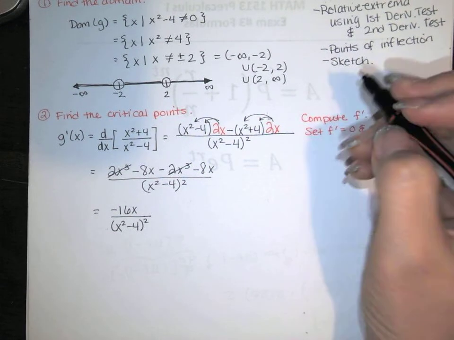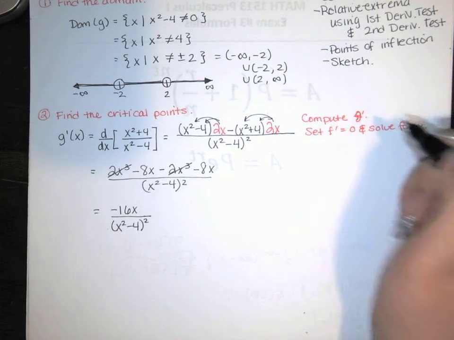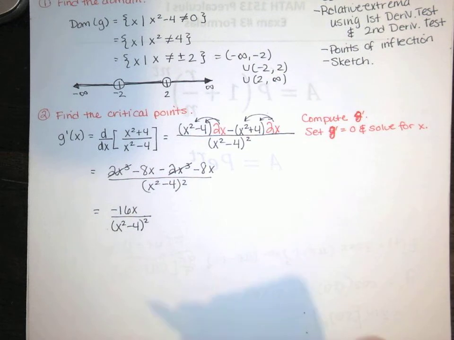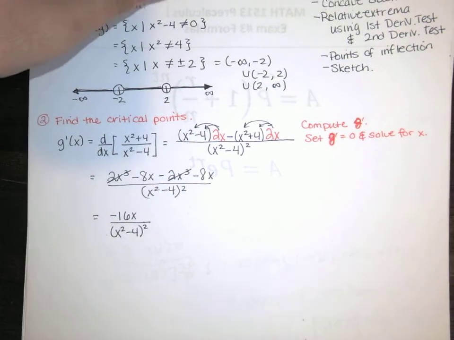I keep calling it f. I'm in the habit of calling all my functions f for function, but that's not the case. This function's name is g. It's sort of rude to call it by the wrong name.